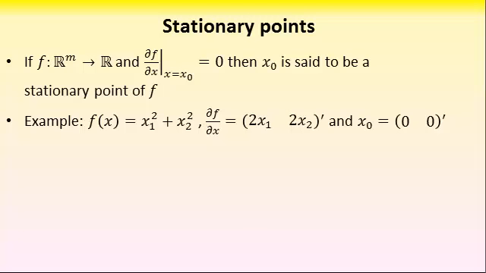We also had this example of f of x being x1 squared plus x2 squared, where we found that x0 equal to 0 is the only stationary point, and this is also a global minimum of the function. x1 squared plus x2 squared is the simplest example of a quadratic form. So let's take a look at a general quadratic form, f of x being x transpose A x, where A is m by m and we assume that A is symmetric.